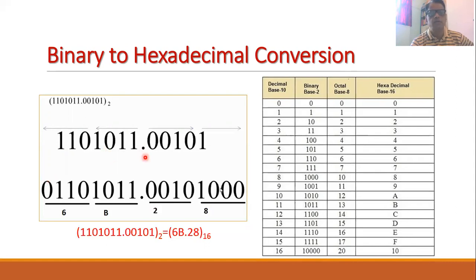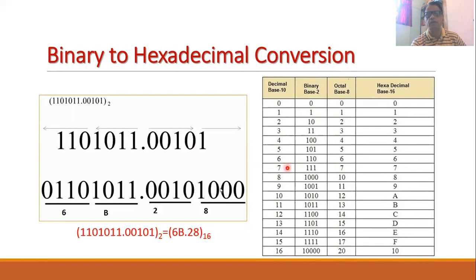Similarly, starting from the binary point to the right-hand side, I will make the first group of 4 bits, 0010. The second group will contain only 1 bit, so there is a vacancy of 3 bits, and therefore I will add 3 zeros. Now I have 4 groups, and every group contains 4 binary bits. Now I can represent each group by the corresponding hexadecimal digit, and for this, again, we are going to use this table.